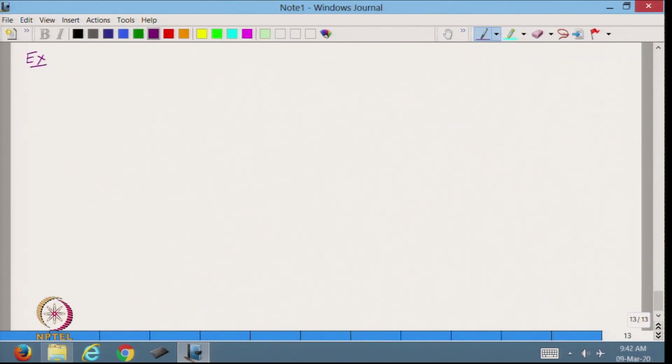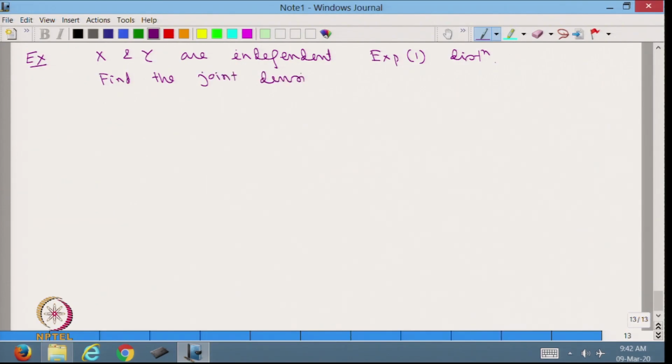Let us now consider another example. X and Y are independent exponential 1 distribution. Find the joint density of x plus y. So, let us call it z, and x minus y, let us call it w.